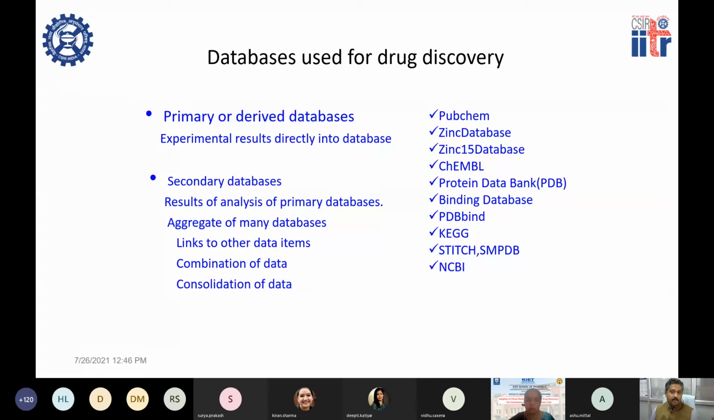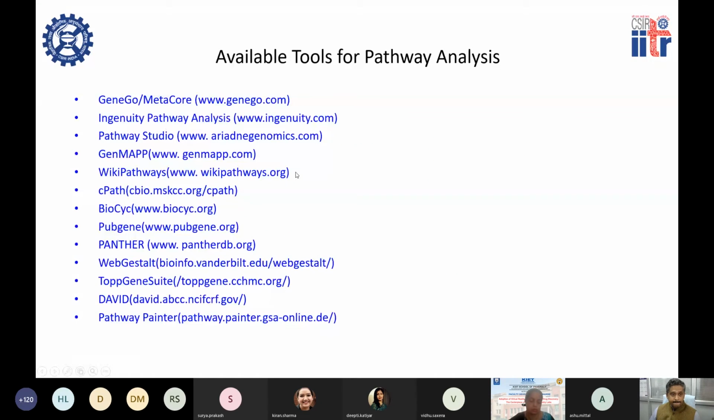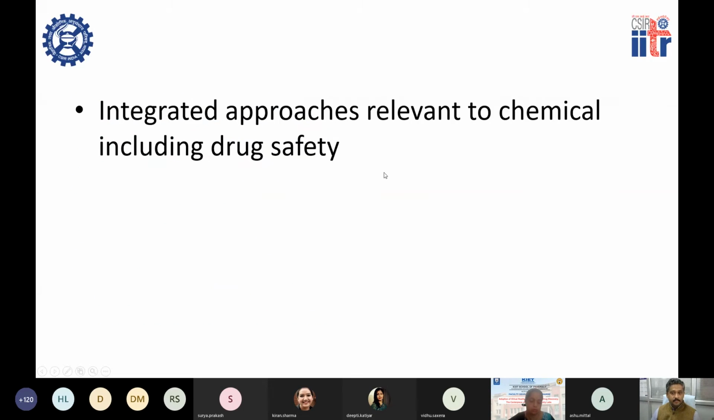Currently, what we use is the ZINC database, which has pre-existing compounds available. Once you identify the lead molecule, you can order them and start testing. That's what we are doing for our antimicrobial resistance (AMR) inhibitor designing projects. And again, these are some of the pathway analysis tools we are using, particularly Pathway Studio and the PANTHER one. There are several pathway analysis tools also available.